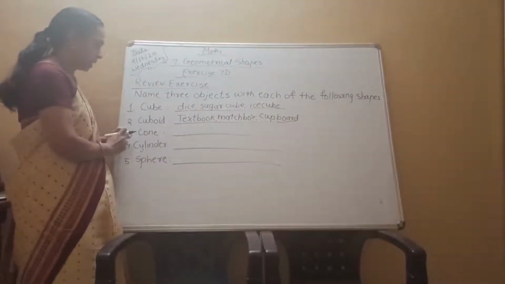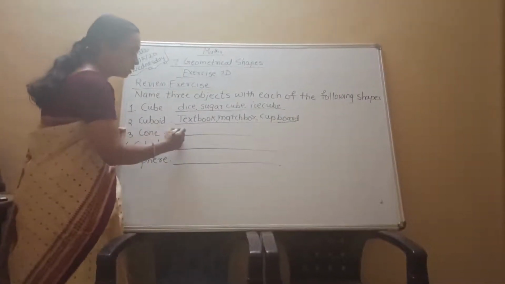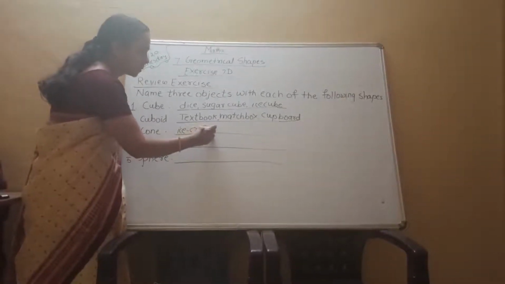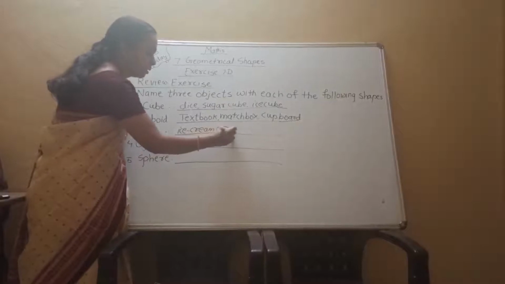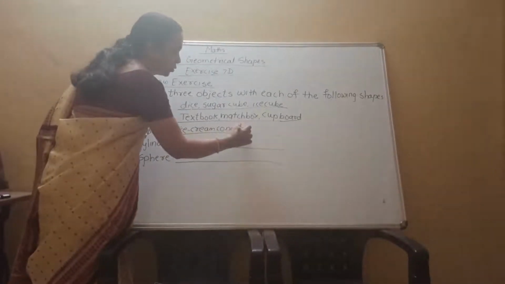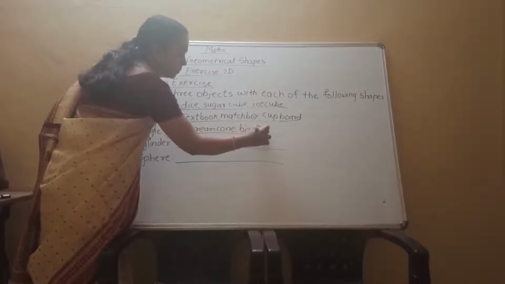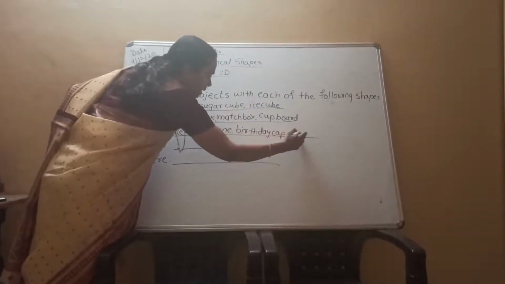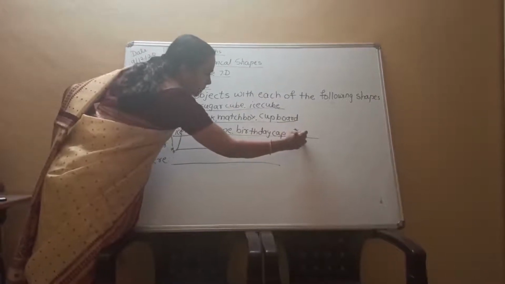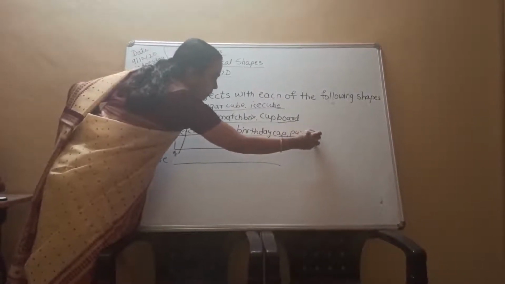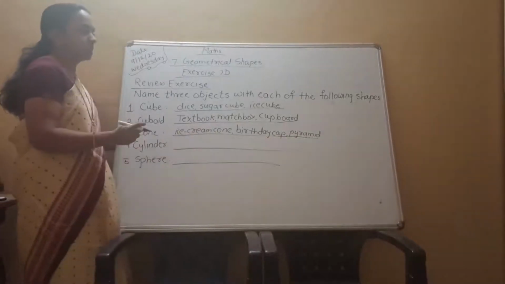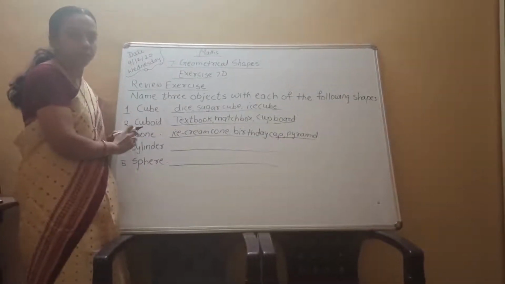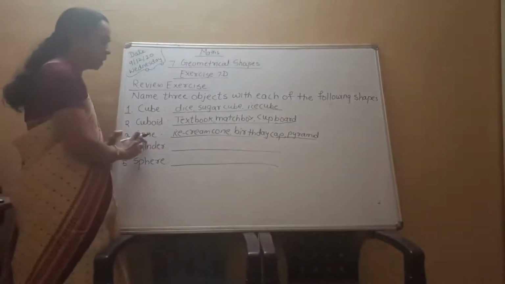Okay. And third example is cone. Our first we know very well ice cream cone. Then you know very correctly that birthday cap. And third example is pyramid. Pyramid that is now in Egypt. That is the example of this cone.